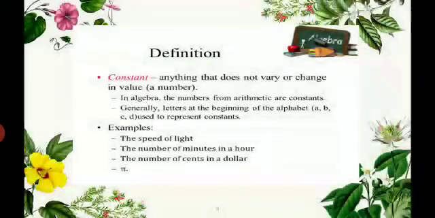Definition of constant: a constant is anything that does not vary or change in value or number. In algebra, the numbers from arithmetic are constants. Generally, letters at the beginning of the alphabet, A, B, C, are used to represent constants. There are some examples: the speed of light, the number of minutes in an hour. We can write h over there. So there are some symbols, okay?